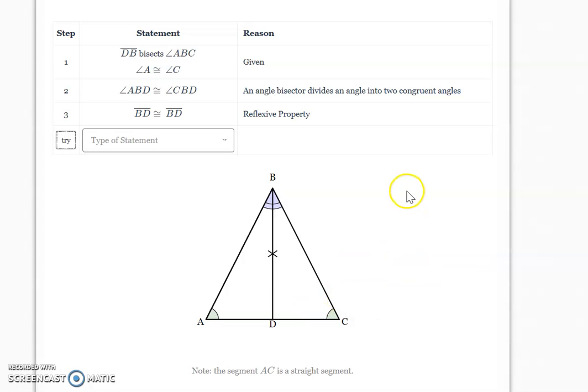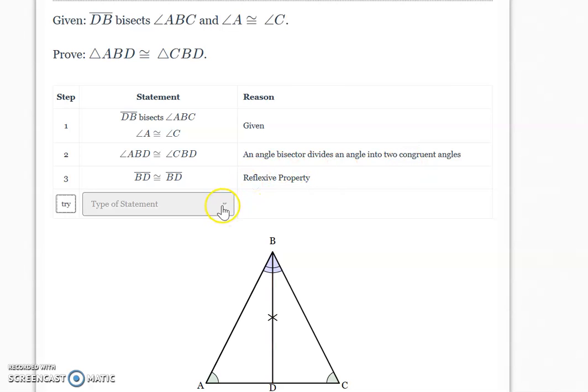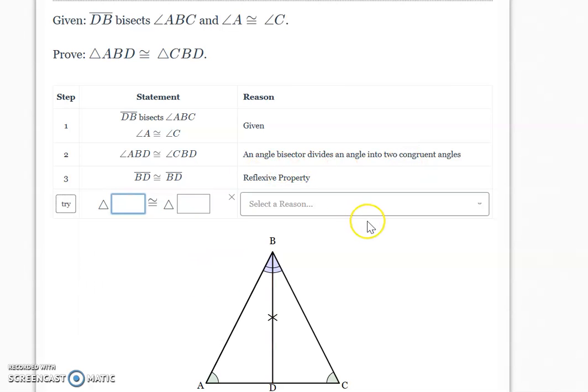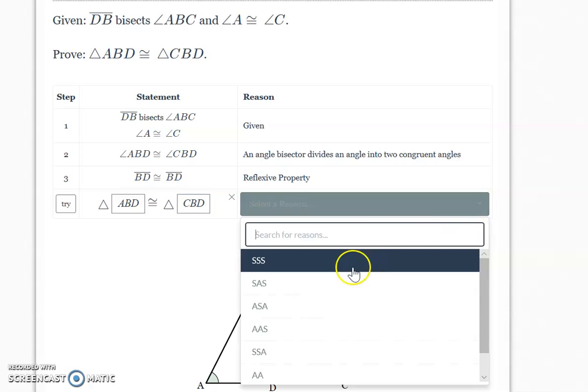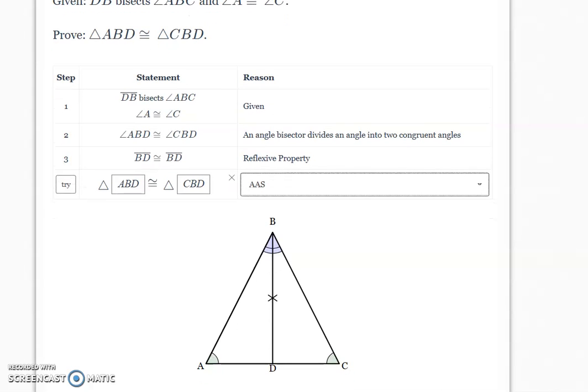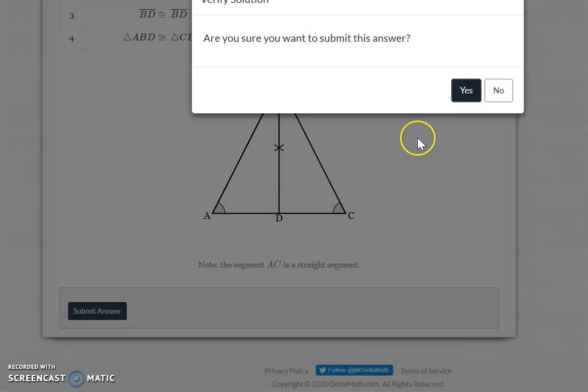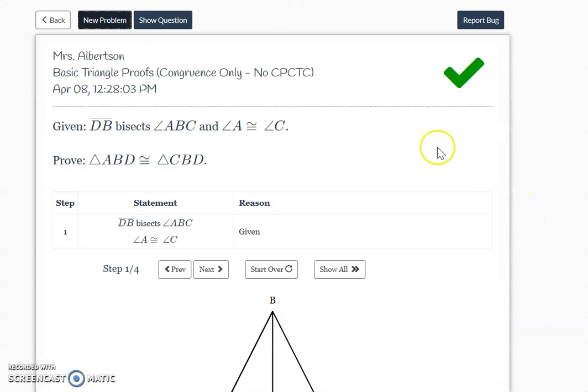Now I have that these two triangles are congruent, and remember we have to go in order. So this would be angle, angle, side. I want my triangle statement: ABD matches up with CBD, and our reason was angle, angle, side, because that's what we proved. So let's submit that part and then verify, and there we go. All right, new problem.